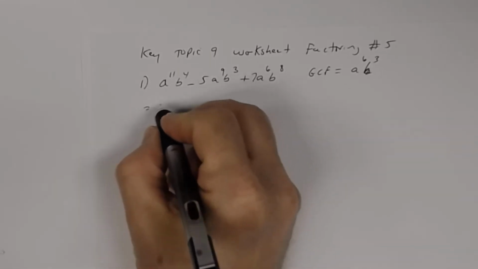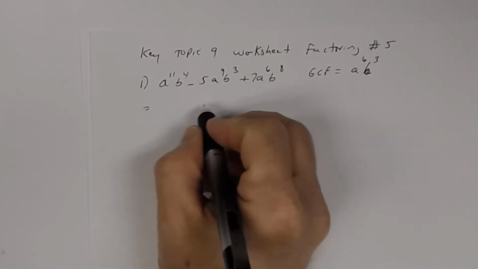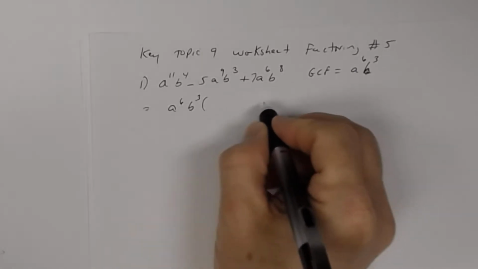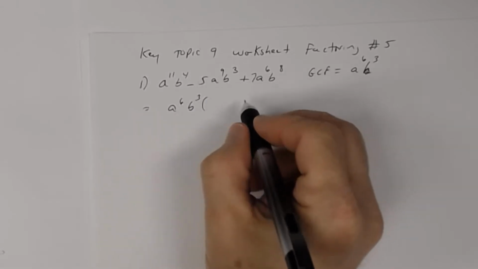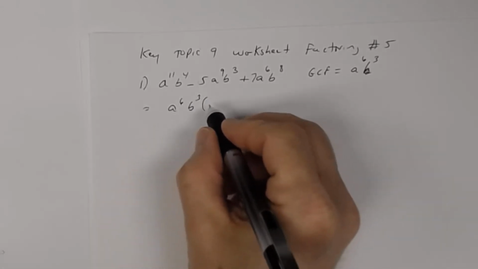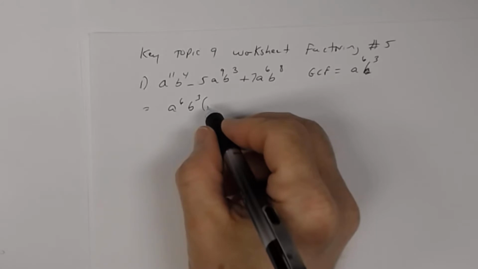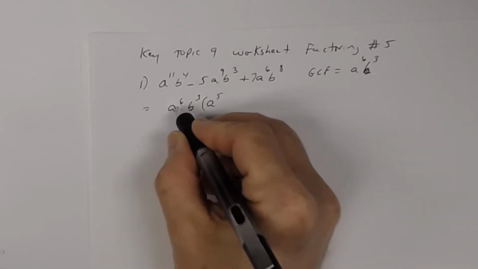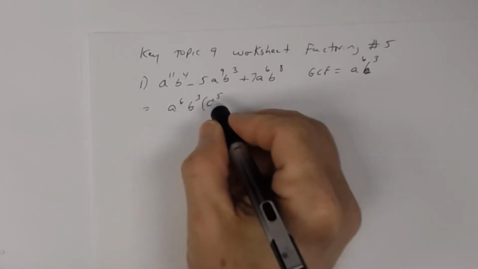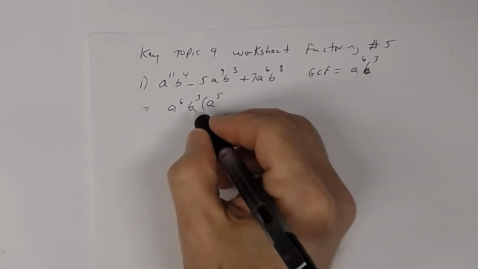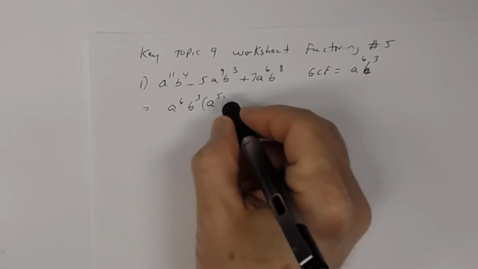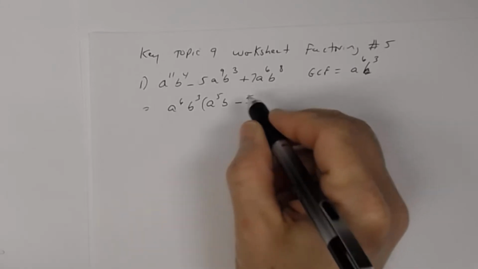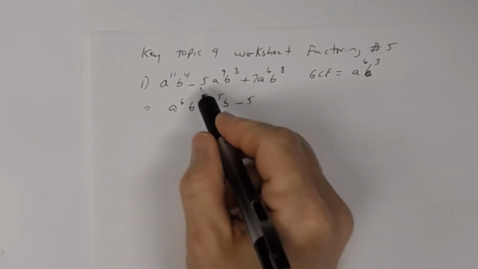So what you can do now is rewrite this polynomial as the GCF, a to the 6th, b to the 3rd power, times a polynomial that will give us this back. So a to the 6th times a to the 5th is a to the 11th. Kind of makes sense because when you multiply like bases, you add exponents. 6 plus 5 is 11. b to the 3rd power times b to the 1st power is b to the 4th. Minus 5, because that's a 1 right here. 1 times -5 is -5.